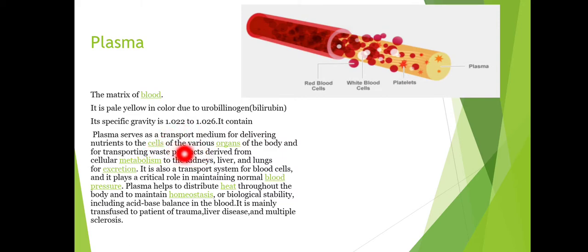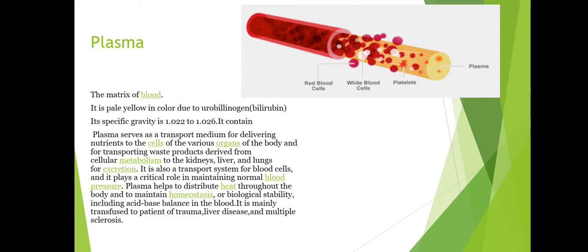a transport medium for delivering nutrients to the cells and the various organs of the body, and for transporting waste products derived from cellular metabolism to the kidneys, liver, and lungs for excretion. It is also a transport system for blood cells and has a critical role in maintaining normal blood pressure. Yes, we know that a fluid exerts pressure on the wall in which it is kept or through which it flows.